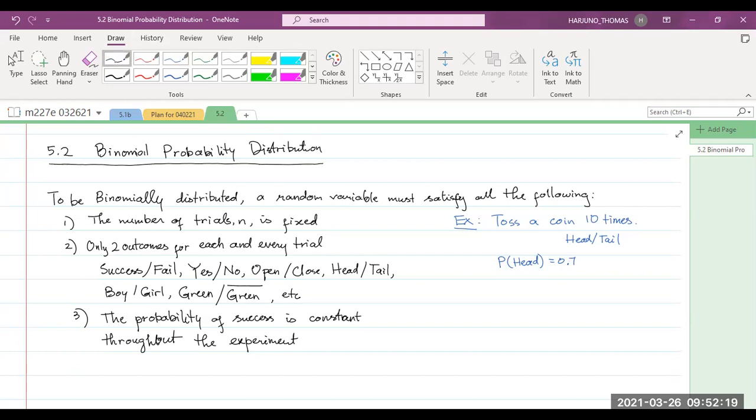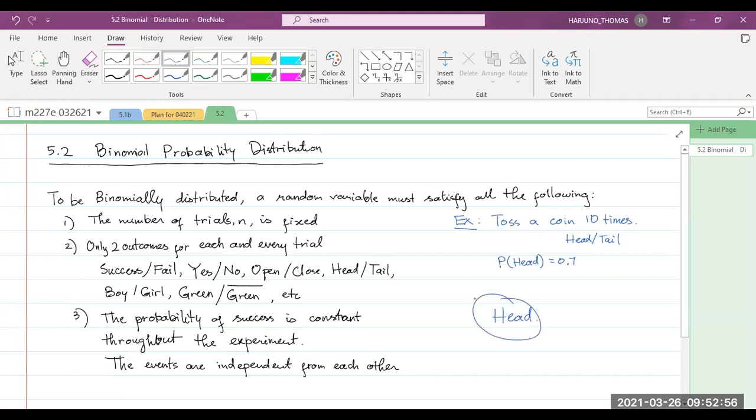Now on top of that, we also need to emphasize that the trials are independent of each other. What does it mean, Thomas? It means the probability of me tossing a coin and getting a head right now will not change regardless how many heads happened before.